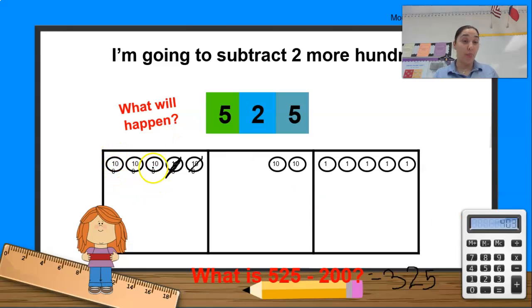Yes, 300s, look at them. 1, 2, 3. 2 tens, yes, 1, 2. Yes, boys and girls, and 5 ones. Okay, are we ready?